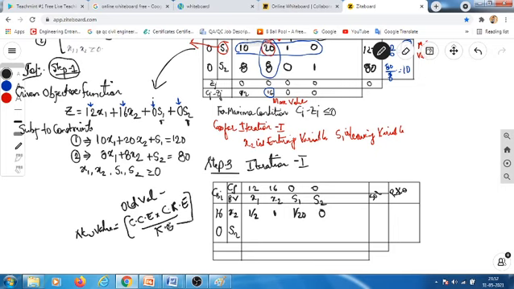This is the formula. For example, here in the old table it was 8. So, what to write? The new value will be 8 minus the corresponding column element. What is the corresponding column element? Here it is 8. The corresponding row element is 10, divided by the key element, which is 20. 8 minus 8 into 10 by 20. So, the value will be 4 over here.